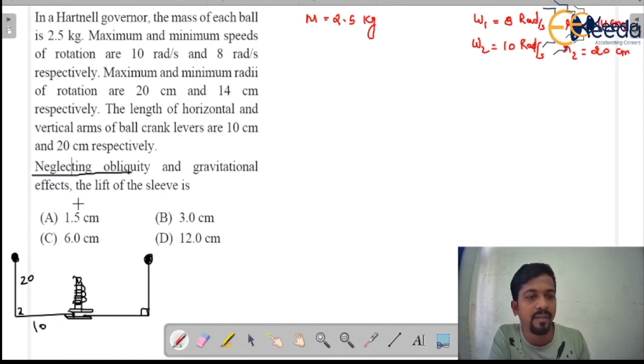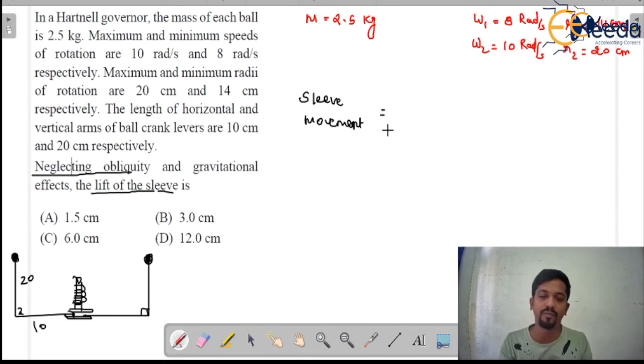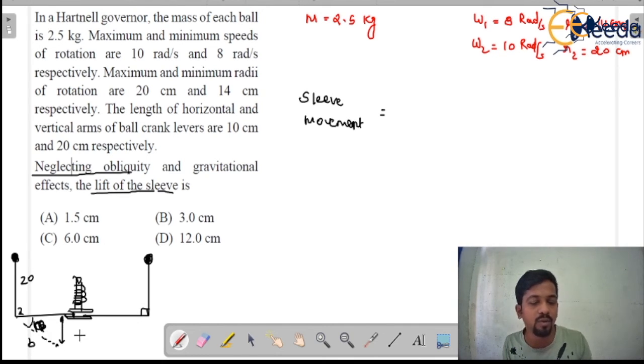Now gravitational effects are neglected, and we have to calculate the lift of the sleeve, that means the sleeve movement. So how can we calculate the sleeve movement? We all know the formula, but again I am explaining it with the diagram. In the initial position the sleeve is there, and for example the final position of the sleeve is there. So there will be an angle theta. This is angle theta and this is B, and this is the sleeve movement. So sleeve movement is equal to B into theta.